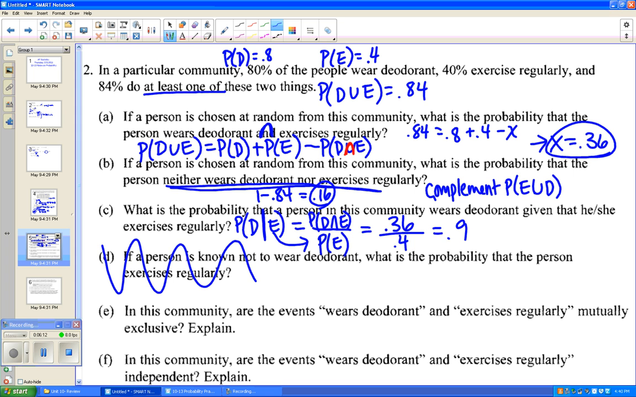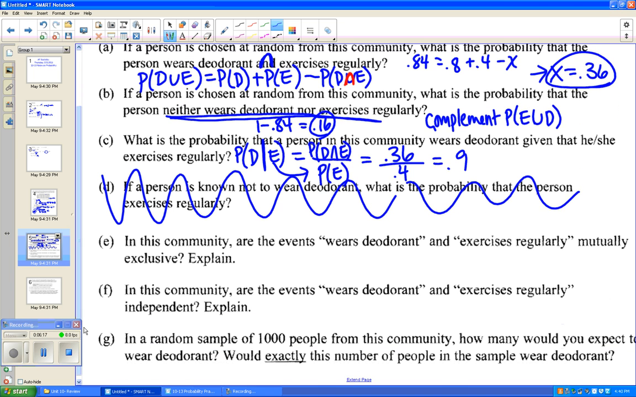D, I'm telling you right now, skip it. It's a little bit too hard. E and F are very similar to what we just said. You're looking for, are they mutually exclusive? And are they independent? So those you should go ahead and practice on your own. You should get no here. You should get no here.